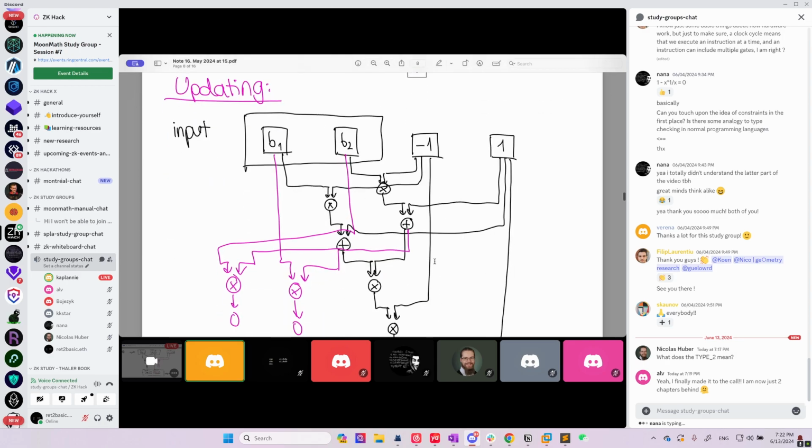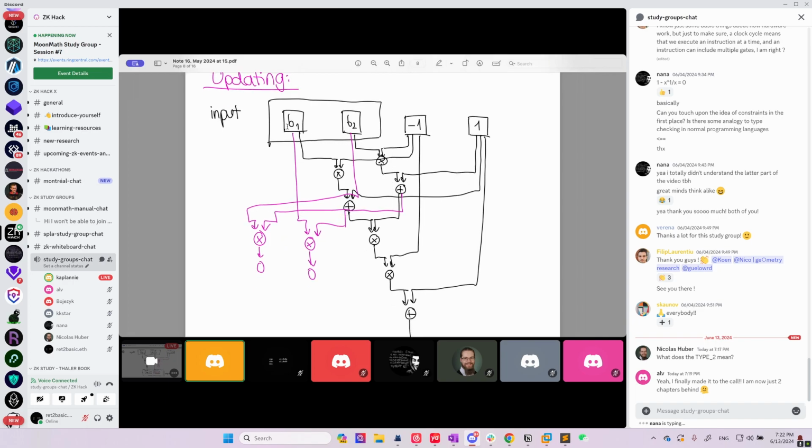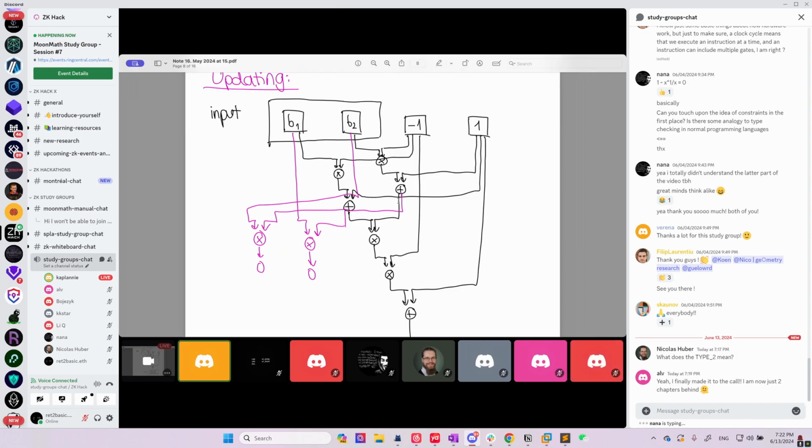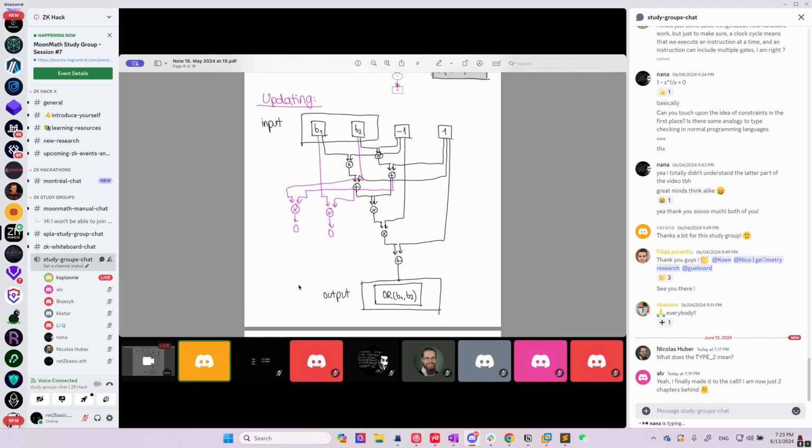Okay, so we can update our circuit with the pink part. So we're going to take B1 and multiply it with the result of minus B1 plus 1, and the same for B2. So we're multiplying B2 with the result of minus B2 plus 1. We're considering this to be 0. Okay, so this would be the circuit we get.